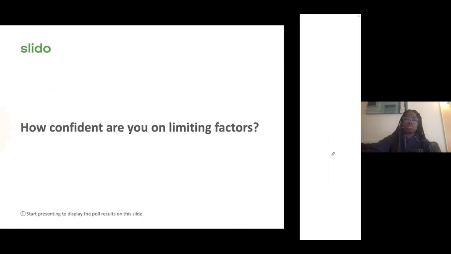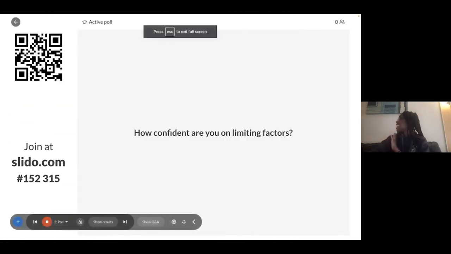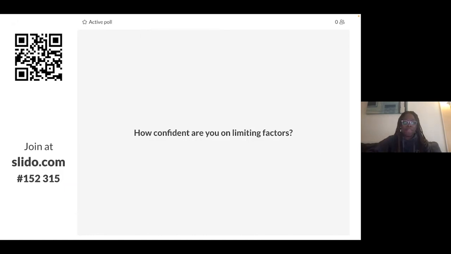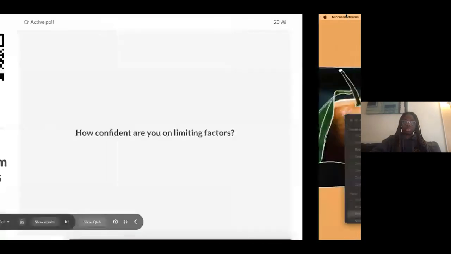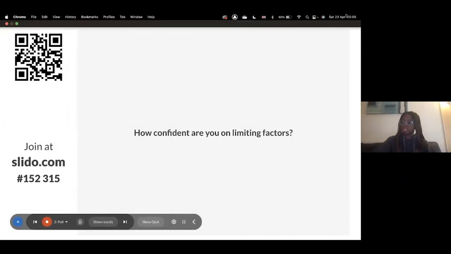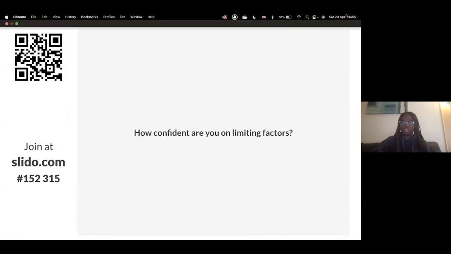If I put this up on here, on limiting factors, how confident are you? We have a couple of people being confident. That's good. I'll give you a second for you guys to answer. Oh, didn't do that. Okay, we have a button to show results.